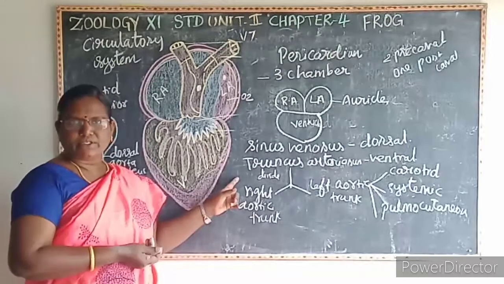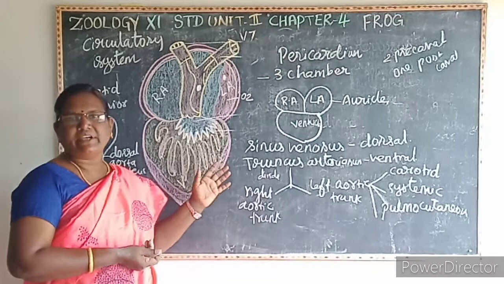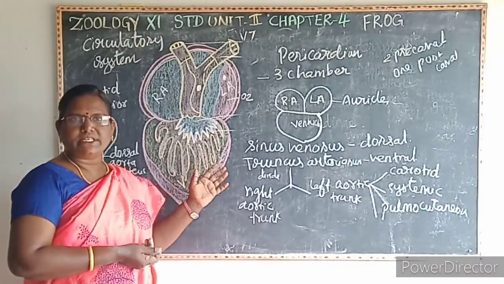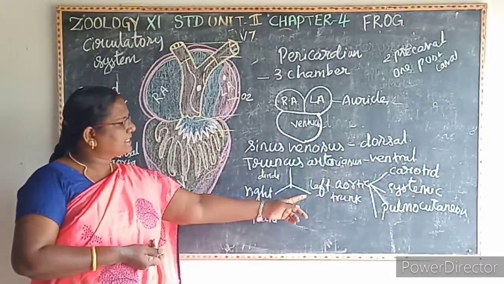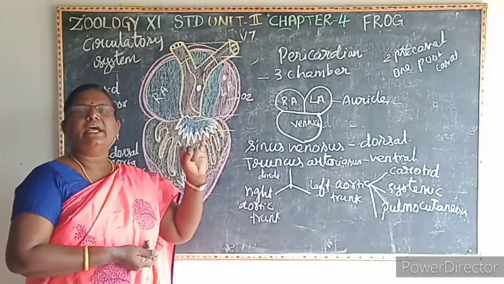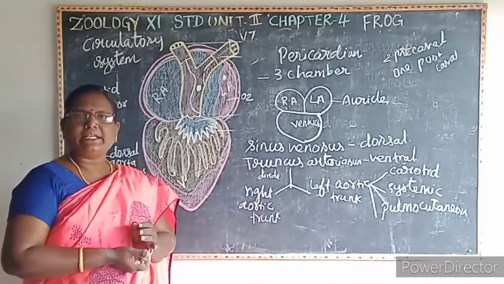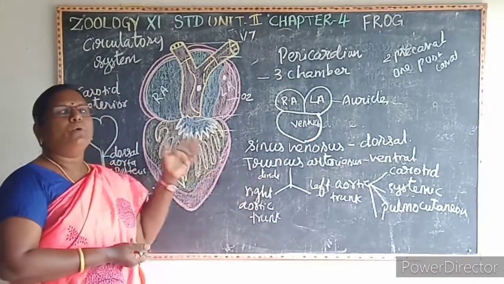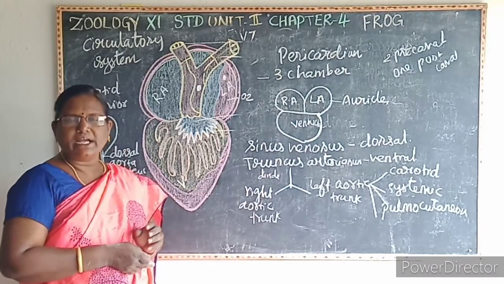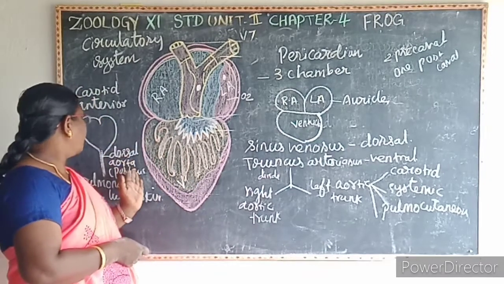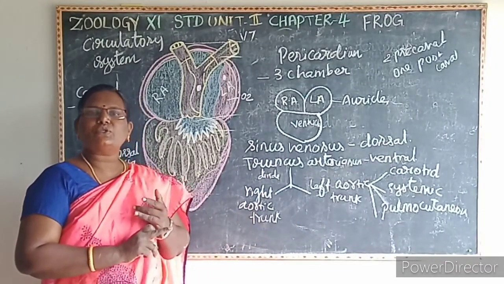This truncus arteriosus, it is a cylindrical structure, thick wall, present on the ventral surface of the heart. It arises from the ventricle and divides into right and left aortic trunk. This left aortic trunk is further divided into carotid, systemic and pulmocutaneous. So the carotid supplies blood to the anterior region of the body. The systemic, one on each side of the posterior side, joins to form a dorsal aorta, and supplies blood to the posterior region of the body. Then a pulmocutaneous supplies blood to the lungs as well as to the skin.